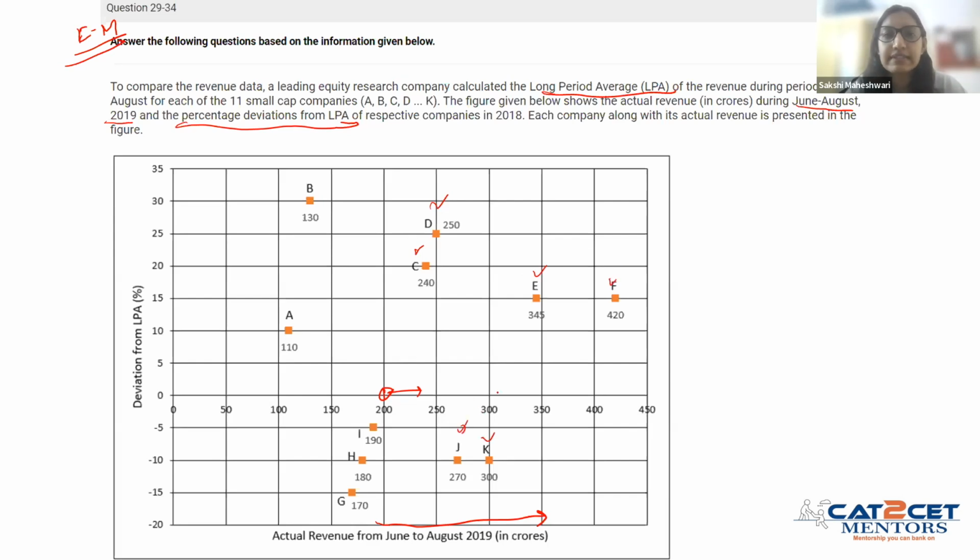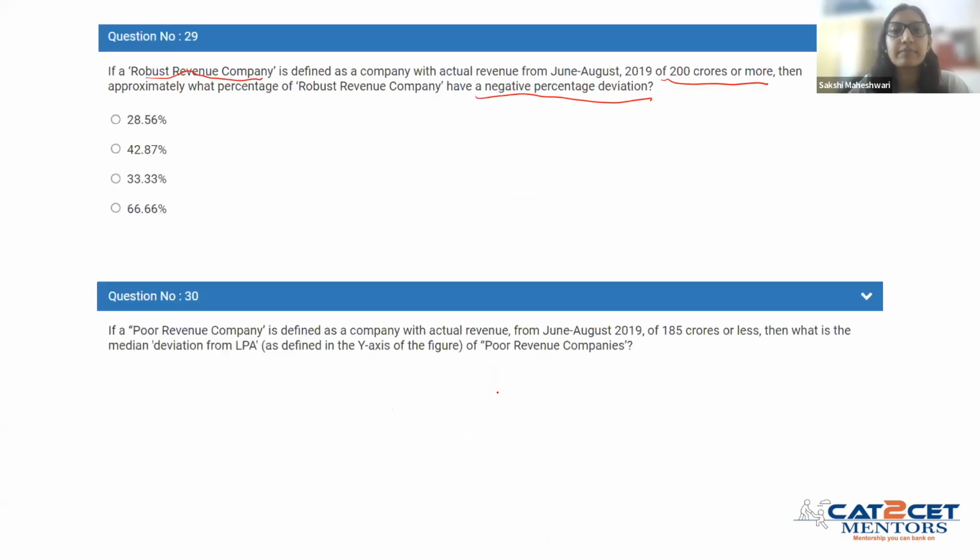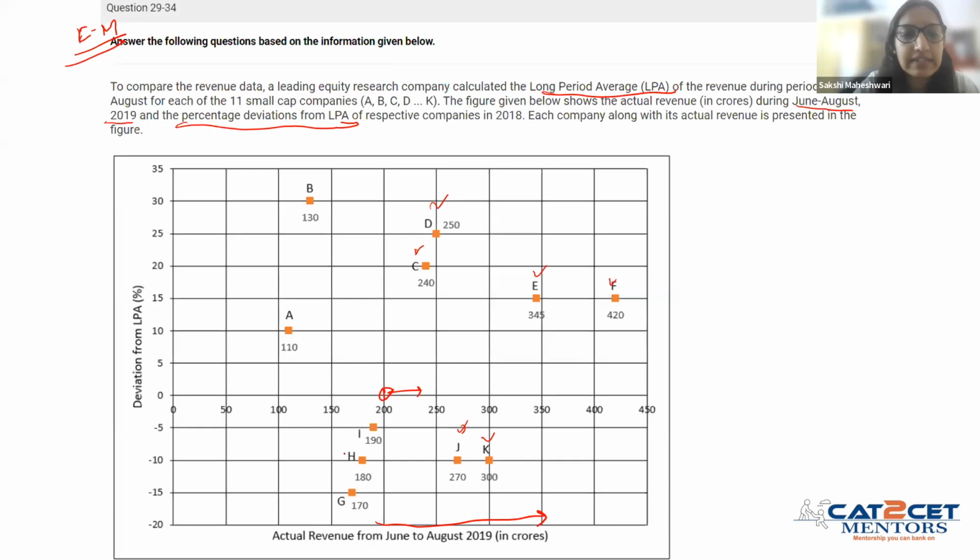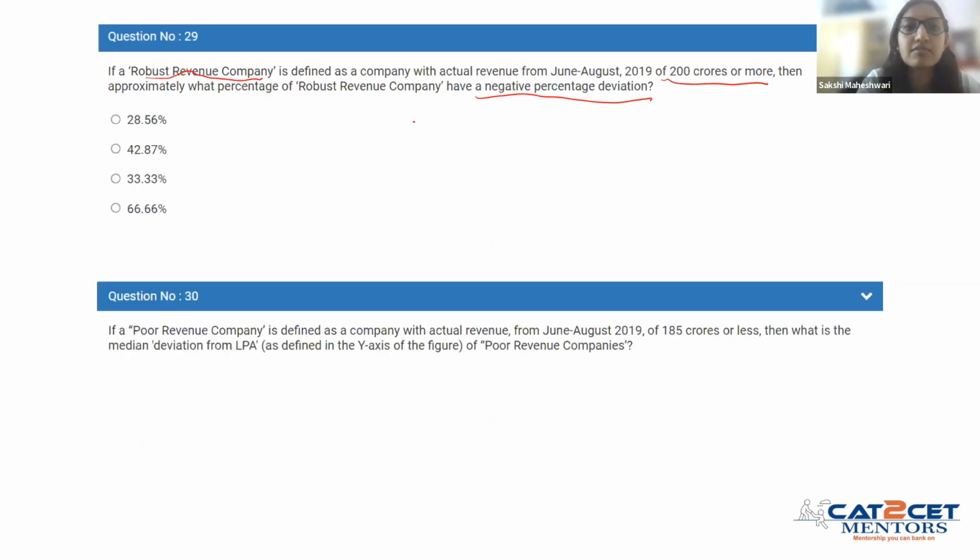So out of the 6 companies in this robust revenue company, 2 have this negative deviation. See this 2, this is the negative deviation. So 2 companies have this negative deviation out of 6. So that will be 2 by 6 have a negative percentage deviation. So this is 1 by 3 or 33%. Okay, simple.